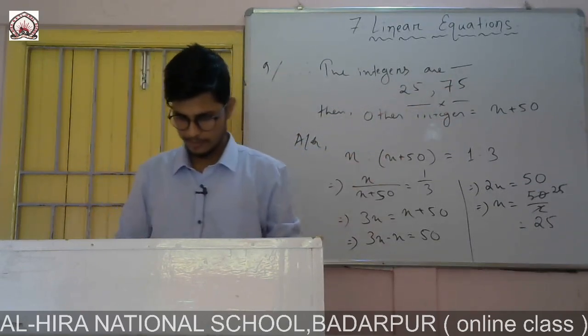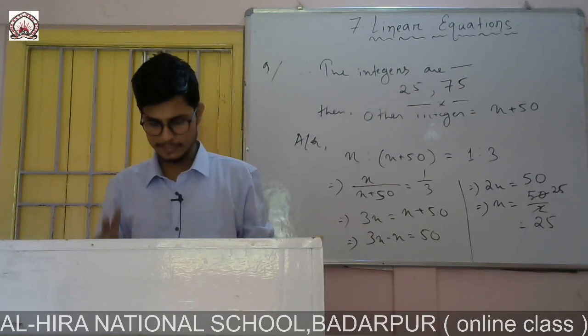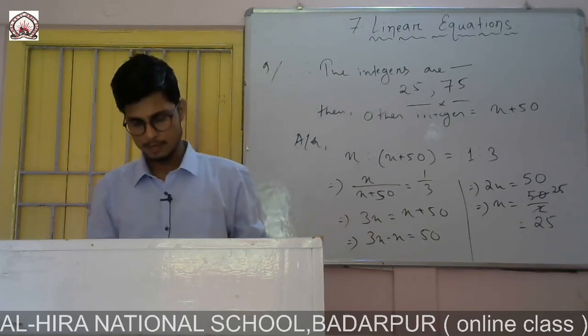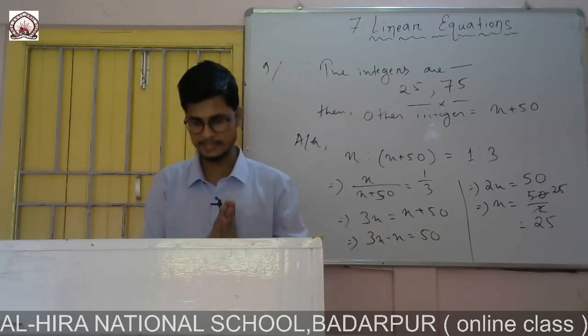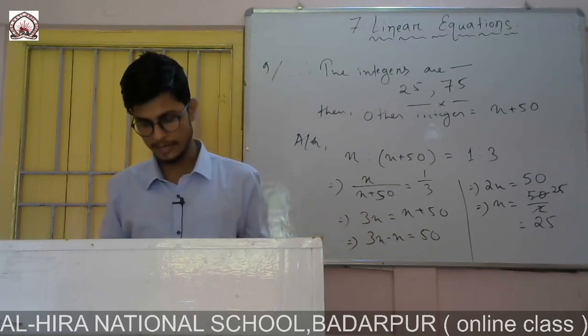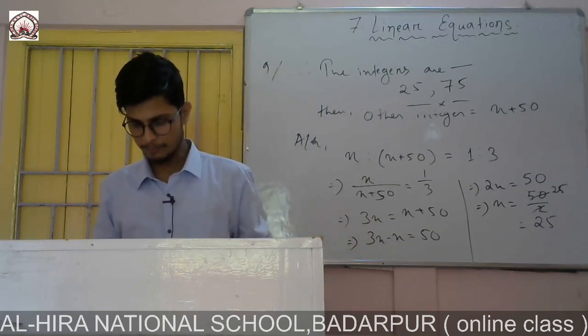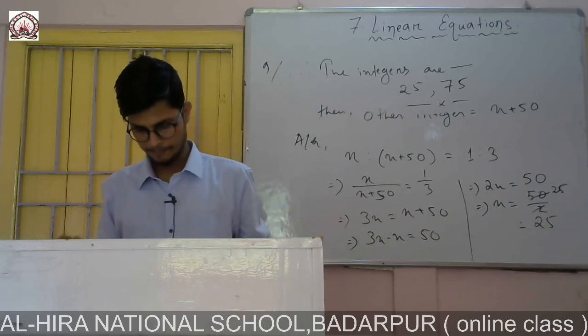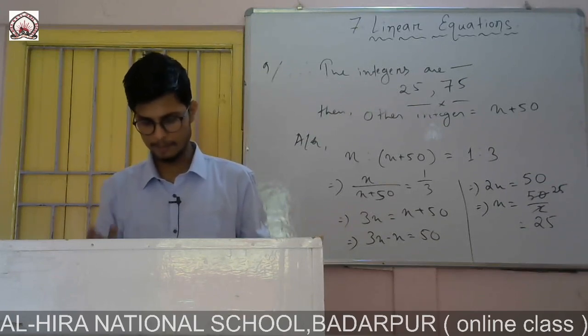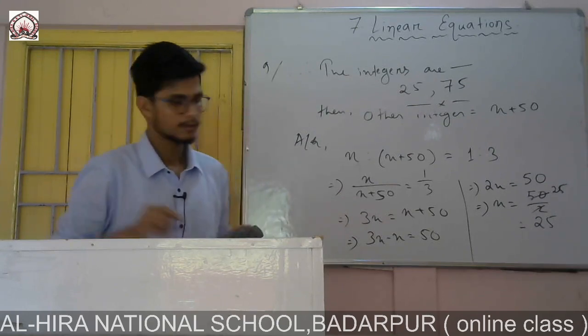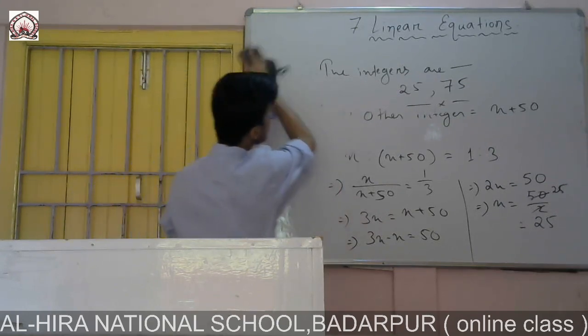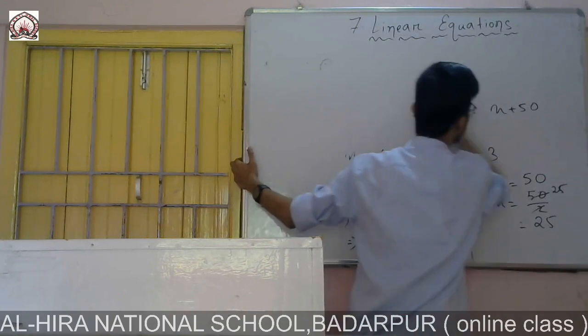Okay, now question number 10. The sum of the digits of a 2-digit number is 7. So if I add the digits of a 2-digit number, I will get 7. The number obtained by interchanging the digits exceeds the original number by 27. Find the numbers.